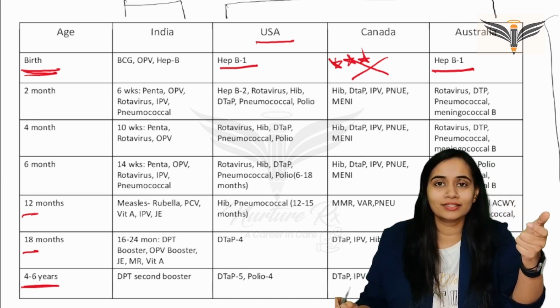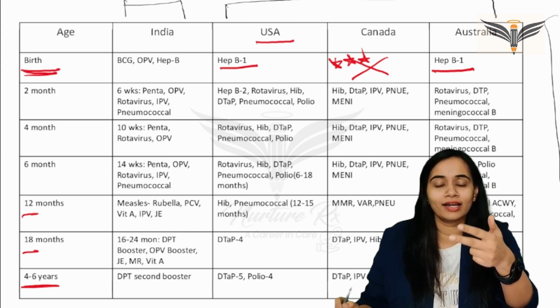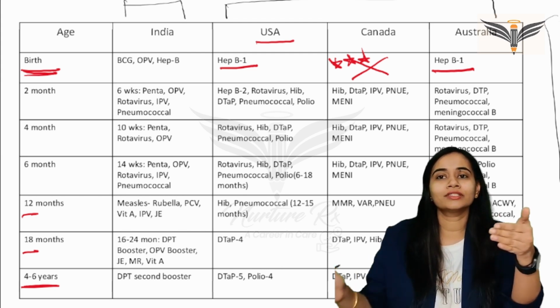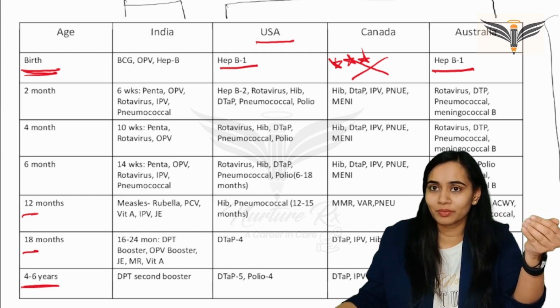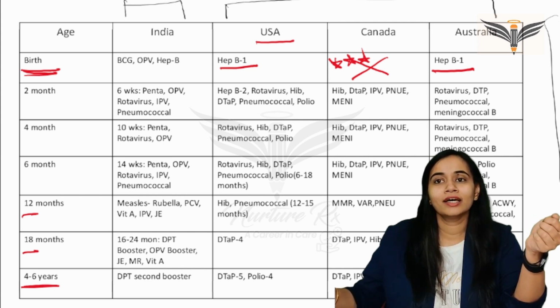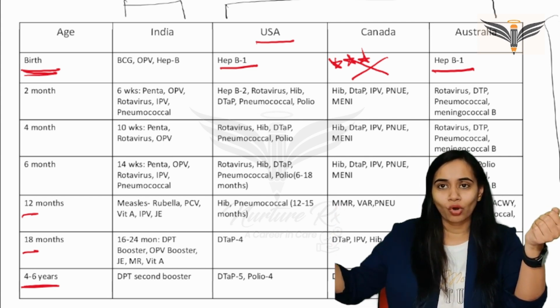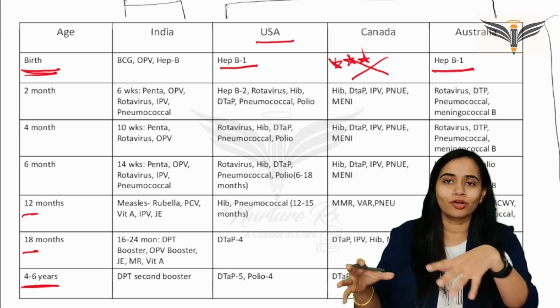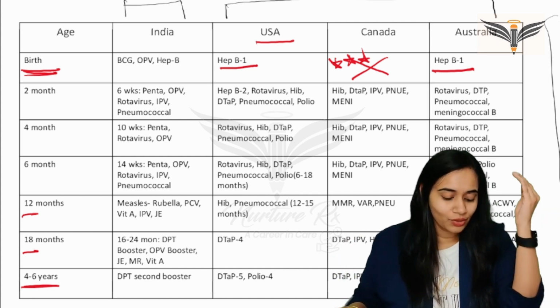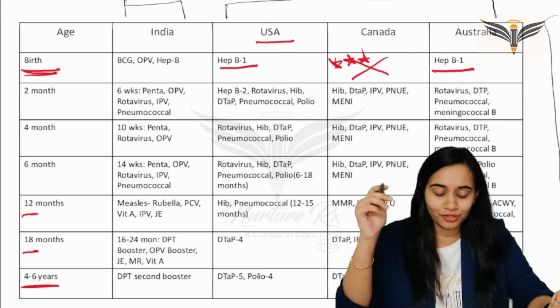The initial vaccines that are given, they are given at an interval of 2 months. After 6 months, it is given at an interval of 6 months, and after 18 months, it is directly given at 4 to 6 years, or later like 9 to 13 years depending upon which country we are talking about. Okay, so coming back to USA.